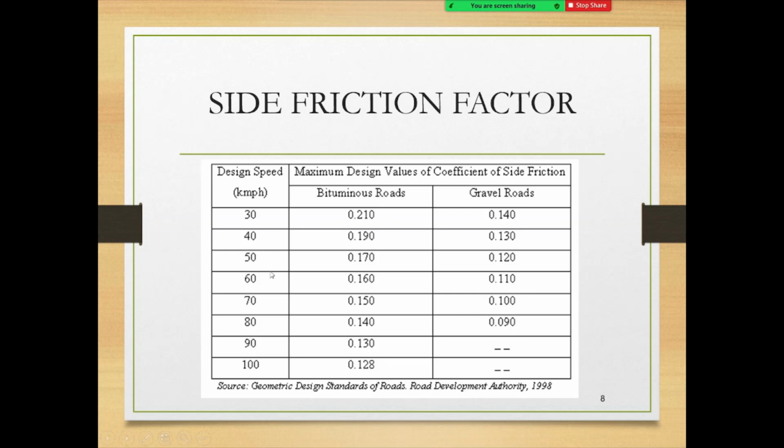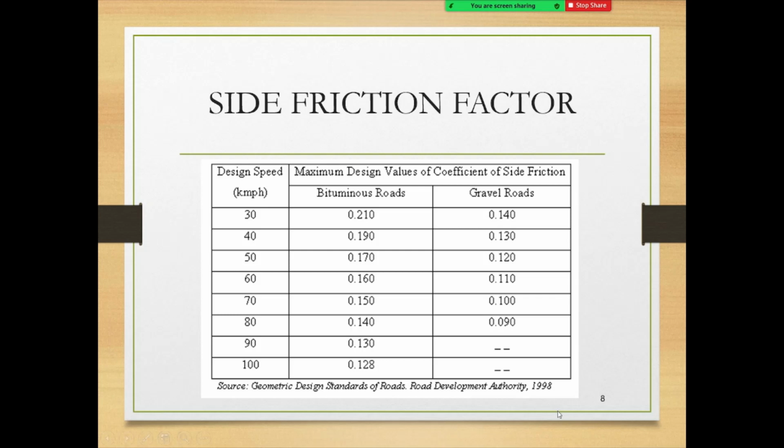When it comes to 70 kmph, if it is a bituminous road, your friction factor, or simple F, is 0.150. If your design speed is 50, and it is a bituminous road, the side friction factor is 0.170. And if it is a gravel road with a design speed of 50, your friction factor is 0.120. So these you have to find using research.